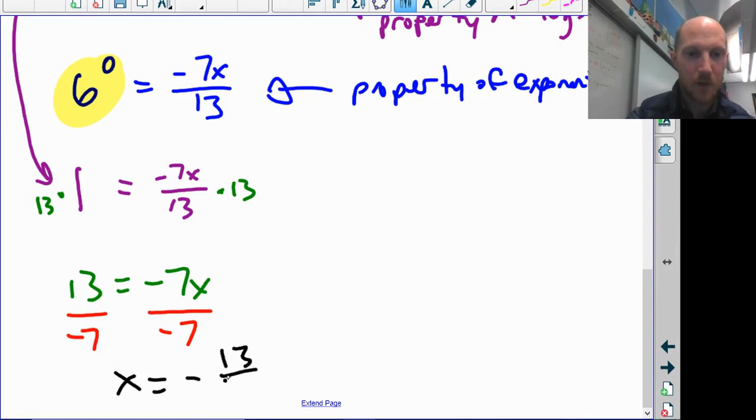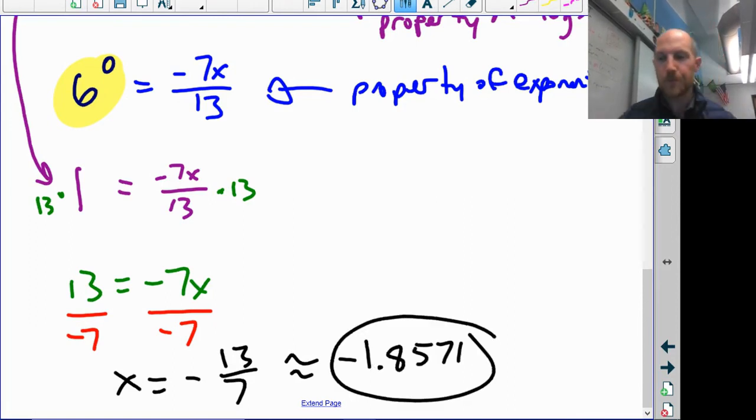And the final answer is negative 13/7, which still gives me that same decimal approximation. Okay.